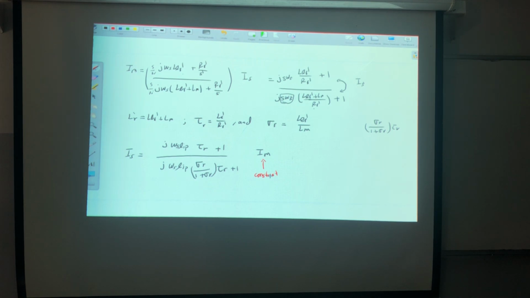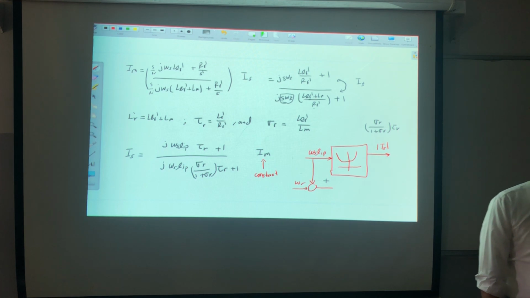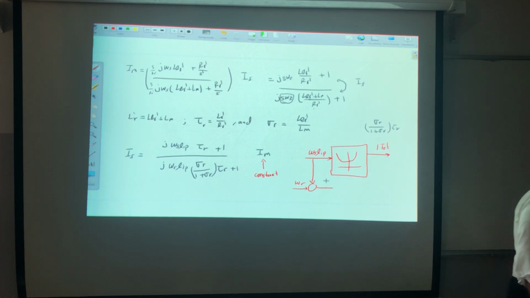So I am constant from the rated condition. Which means that now if I'm having omega slip, I can plot this relation, which has magnitude and angle. The magnitude will give me the relation that I need, so here I will take the magnitude of the stator current. And if I add omega slip to omega R, I will get omega. So now, instead of building a reference voltage, I'm building a reference current.